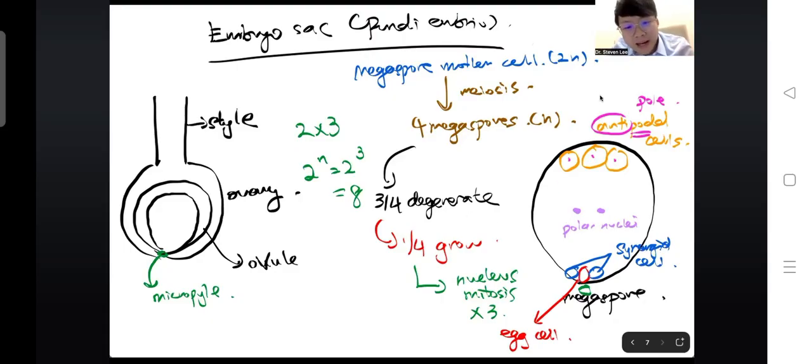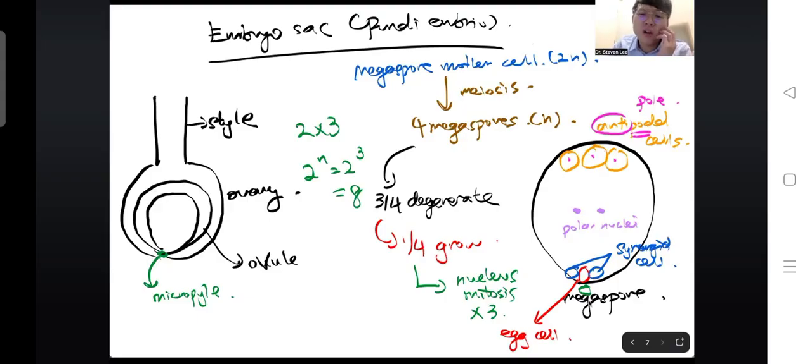Okay, let me repeat this part. So after 3 of the megaspores degenerate, the remaining 1 will grow. So after they grow, the nuclei undergo mitosis 3 times. So you will produce 8 nuclei. So you must know how they arrange. Antipodal means opposite pole. Because they're opposite to this lubang called micropyle. Okay? You must know how they arrange.